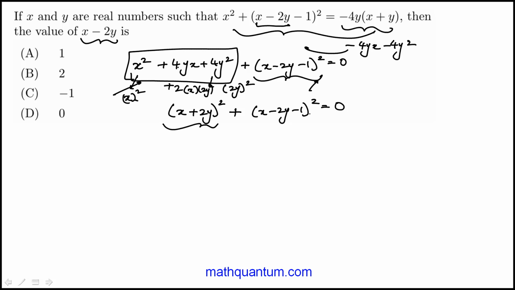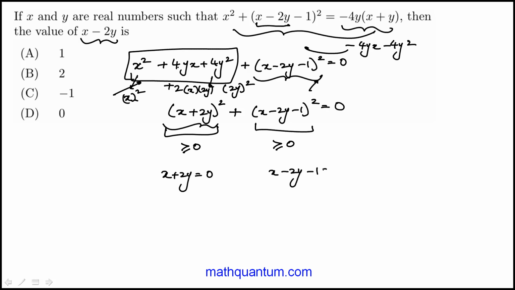And now we end up with this scenario where you have two squares that you're adding and it has to be equal to 0. Now note that anytime you're squaring a term, it has to be greater than or equal to 0. And because these two have to add up to 0, that means the only way this equation would hold true is when each of these individual pieces are equal to 0.